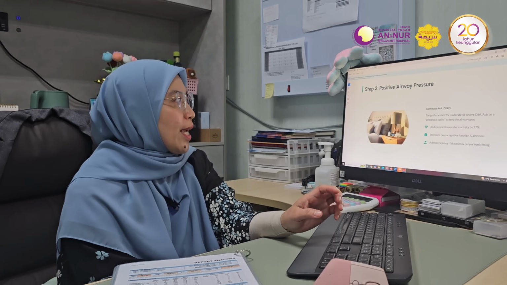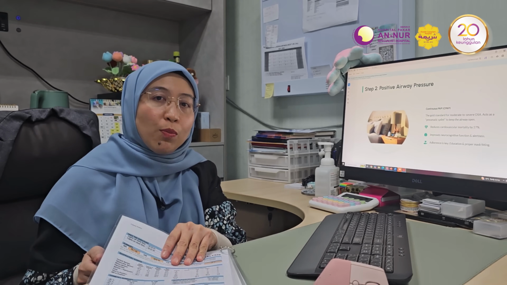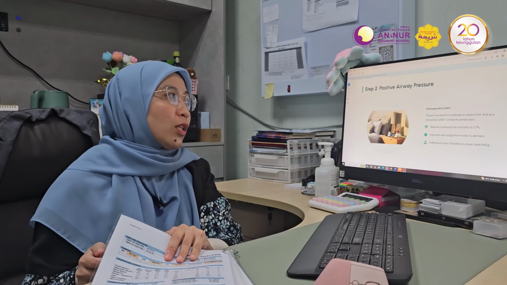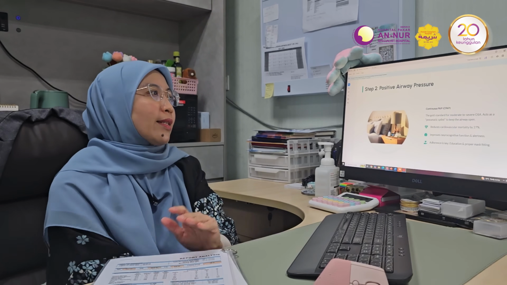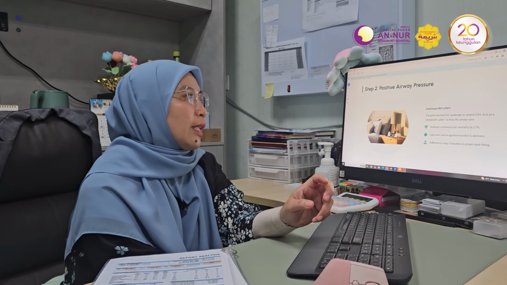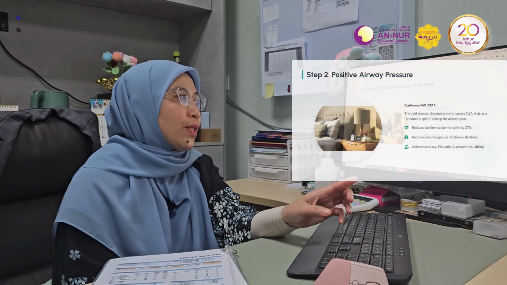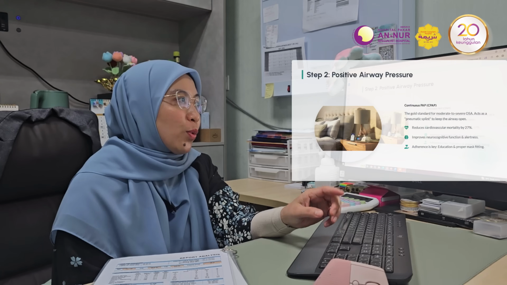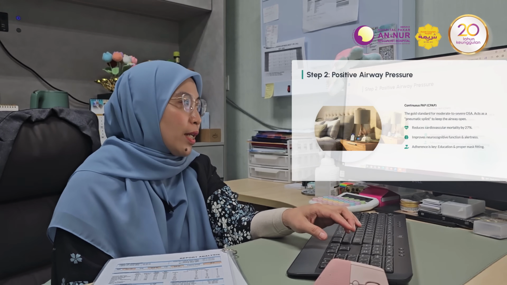Next is positive airway pressure, also known as CPAP, continuous positive airway pressure. This is the gold standard for moderate to severe OSA. It acts as a pneumatic splint to keep the airway open. By using this CPAP, it can reduce cardiovascular mortality by 27%, and improve neurocognitive function and alertness.